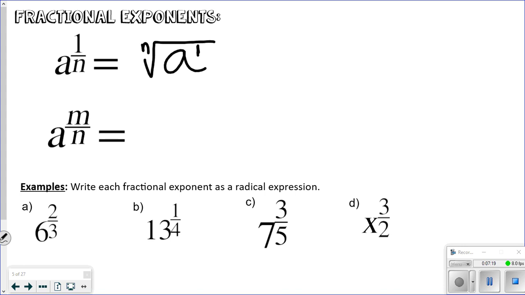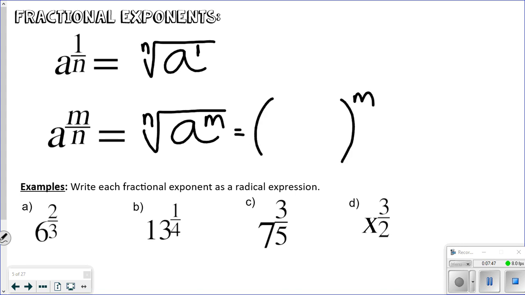Now, the next one, what if it's not a 1? Okay, so A is the base, and that's still our radicand underneath our radical. This time, the numerator m is still our exponent, and the denominator n is our root index. And this could also be written using parentheses with the m outside the parentheses.